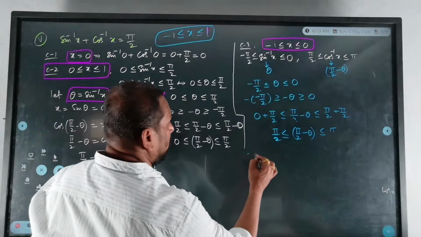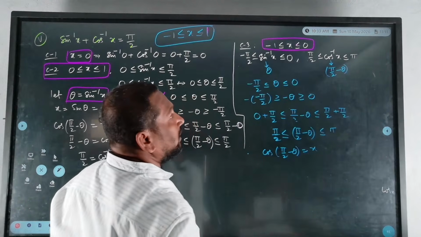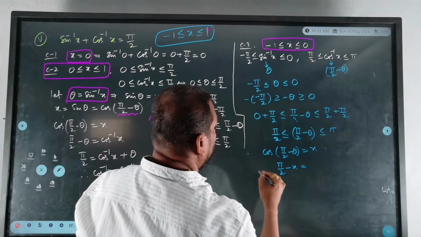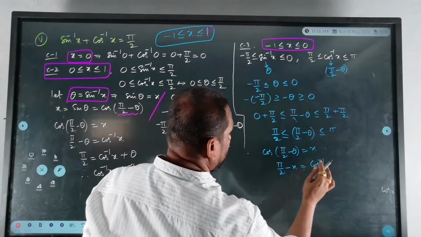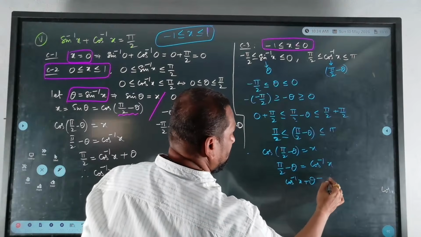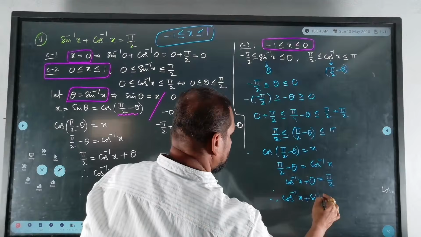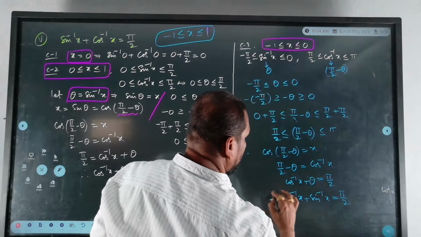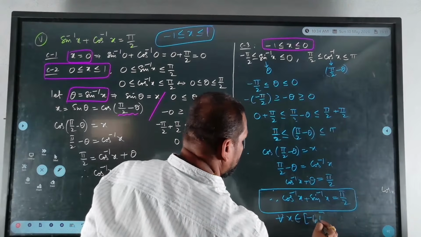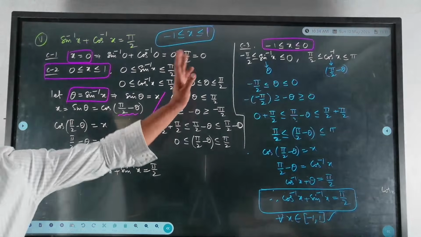So therefore cos of pi by 2 minus theta is equal to x. Consider pi by 2 minus theta, which is equal to cos inverse x, so cos inverse x plus theta is equal to pi by 2. So therefore cos inverse x plus sin inverse x is equal to pi by 2 for x belonging to -1 to 1. That's the result. Okay, case 1, case 2, case 3.